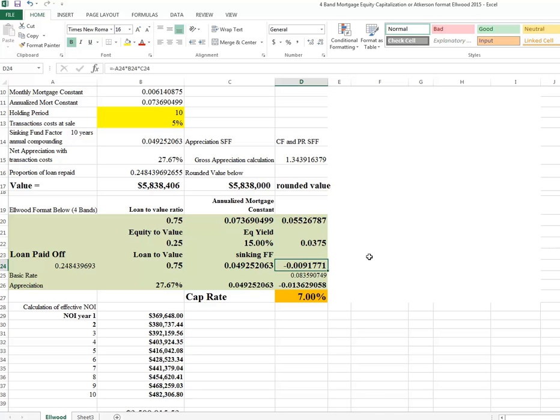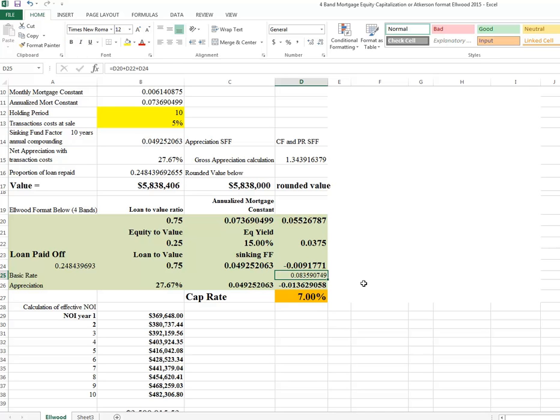I'm going to do the same thing with the appreciation right here. This net appreciation times the sinking fund factor. And so what this means is that to the extent that I get more appreciation, I need less cash flow to come up with my 15% yield. To the extent I have loan repayment, I need less cash flow to come up with my 15% equity yield. And so that's why both of those numbers are negative. They bring down the amount that I need to get initially.